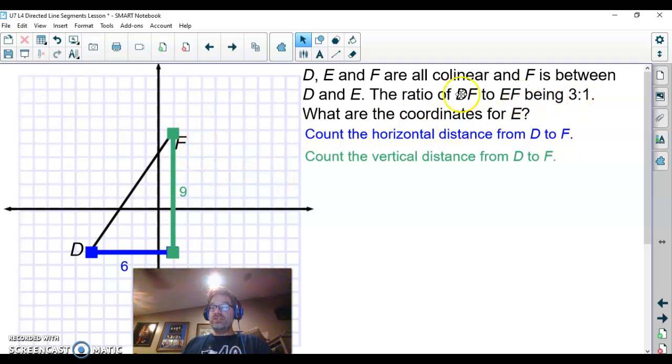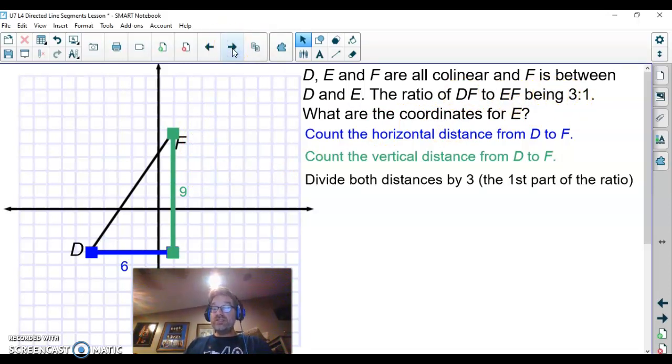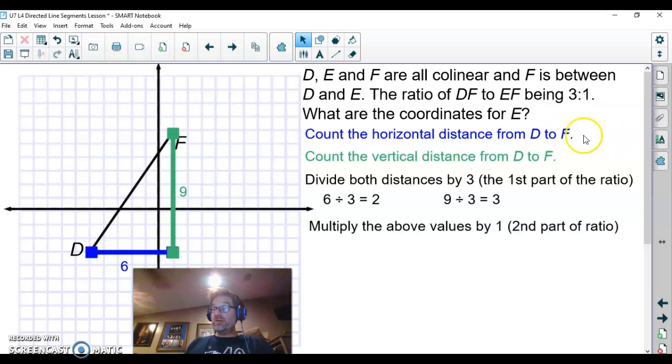Okay? Remember, D to F counts by 3s. So we're going to divide both of these distances by 3 because it's the first part of the ratio. That's what D to F is counting by. 6 divided by 3, so we're going to count 2 groups, and 9 divided by 3, 3 groups. 2 groups of what? 3 groups of what? 2 groups of 1, 3 groups of 1. That's the second value of that ratio. So we're going to count to the right 2, and we are going to count up 3.